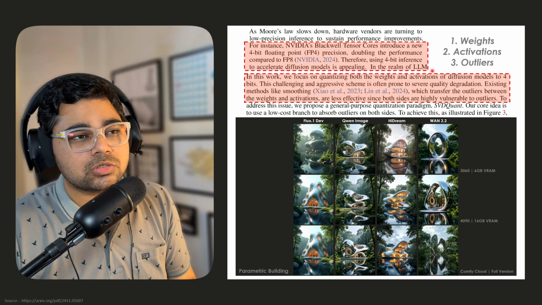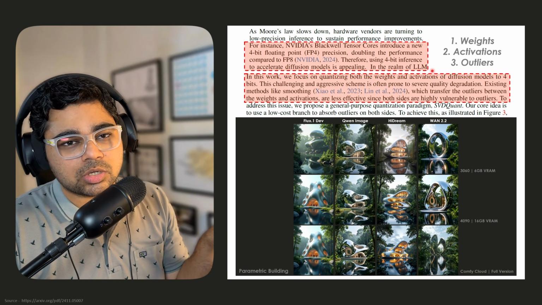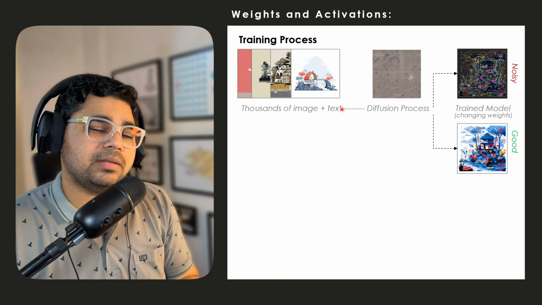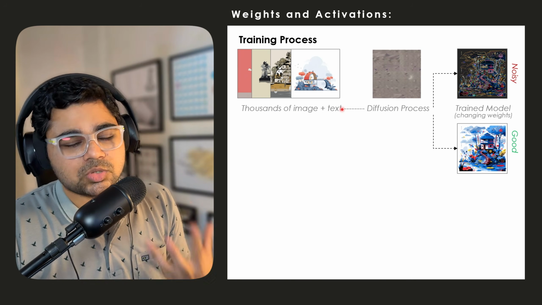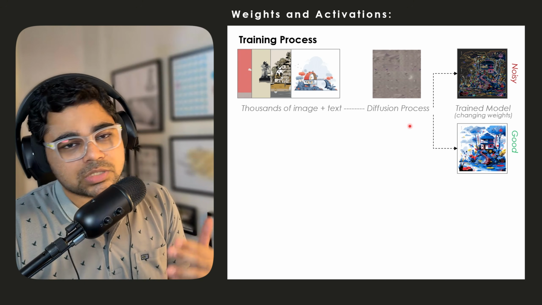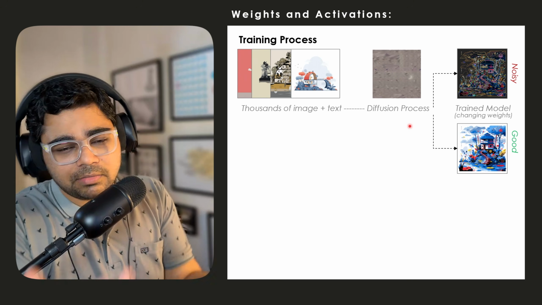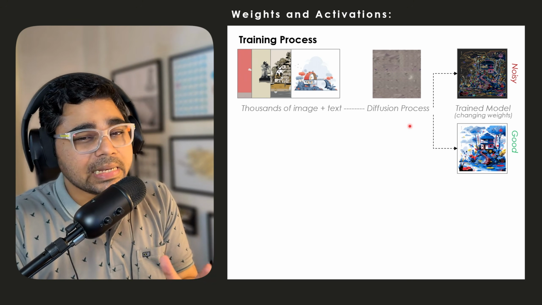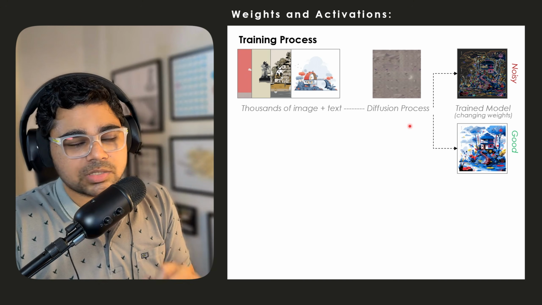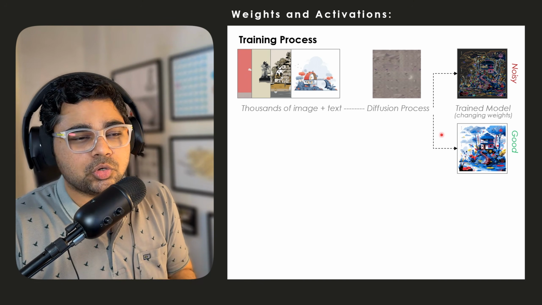Okay, and by now most of you might know what weights and activations are, but I'm going to go back to the diffusion process, which is where we understand weights and activations. So when we are training a model, the first step is always going to be collection of image and text pairs. That goes in the diffusion process where noise is added and removed and we get a trained model. If you want to know in detail how the diffusion process works, I will link my natural prompting video here so you can see.